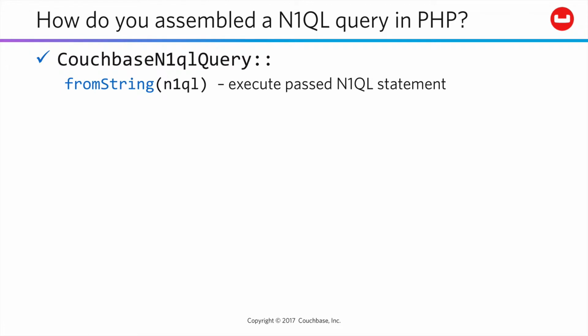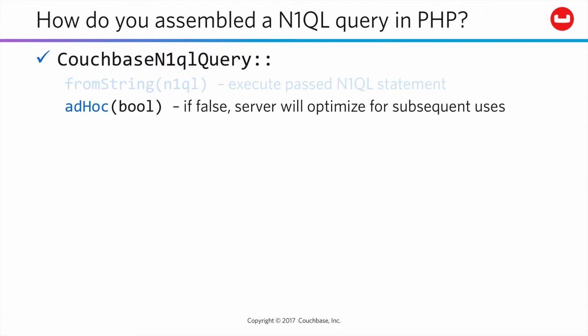Well, you'd use the Couchbase NQL query class, which has a series of static methods beginning with fromString. You pass to this a NQL statement, which may represent one or more queries. Now, it may be that this is a completely ad hoc query, or you might be executing this query repeatedly. If so, you can set this property ad hoc to true, and your query will be optimized for subsequent uses through query planning.